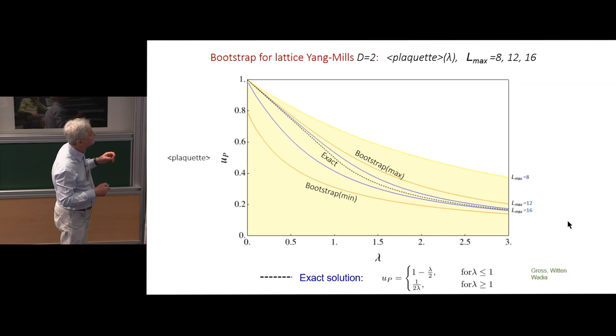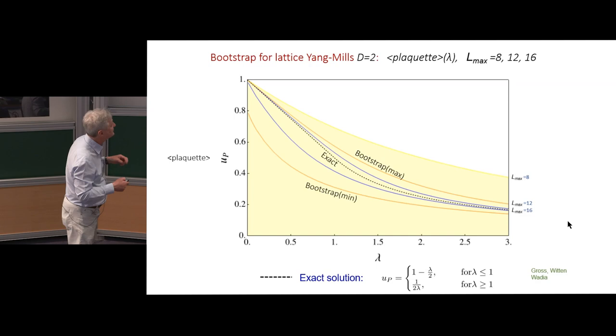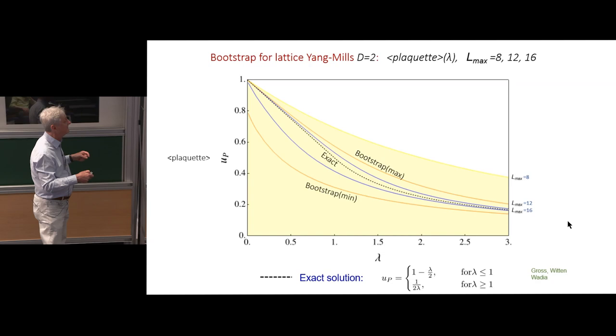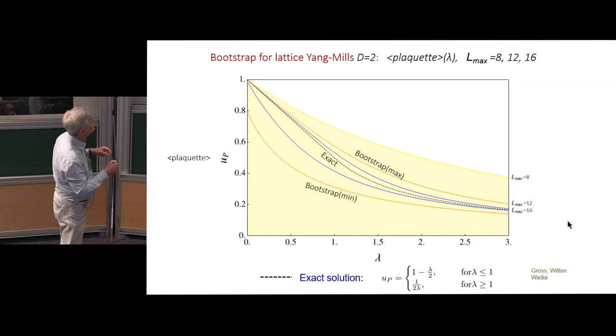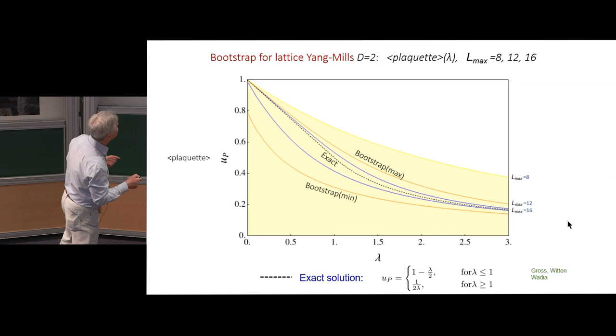The exact solution is known, of course, from Gross-Witten and Wadia. So it's a simple linear function here, this dotted line, then a third order phase transition, and then you have this hyperbola. You see that if you take L max equals 8, our island covers this part, so it's not a good approximation. Only 8, of course, is too small. So there is no lower limit, only an upper limit. Now, if we take 12, already we have two orange lines which are completely lost in these colors.